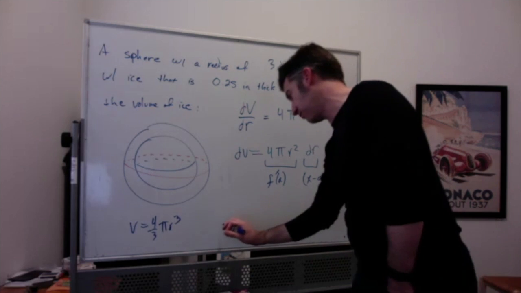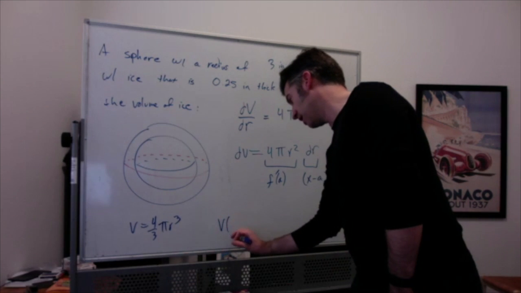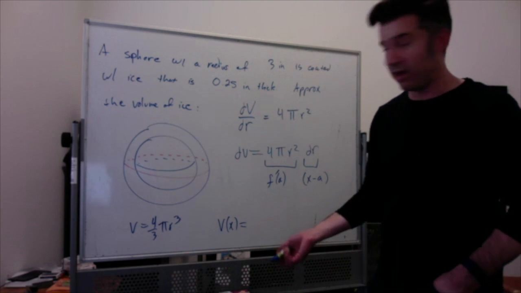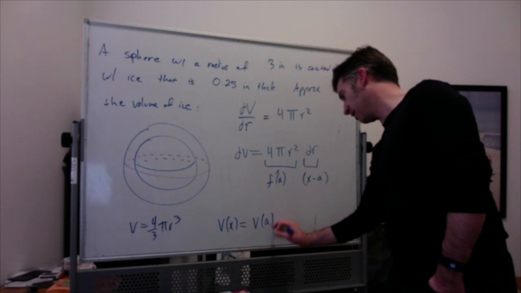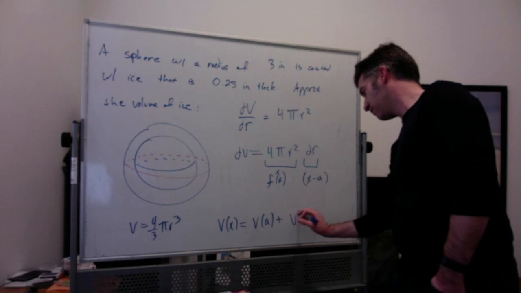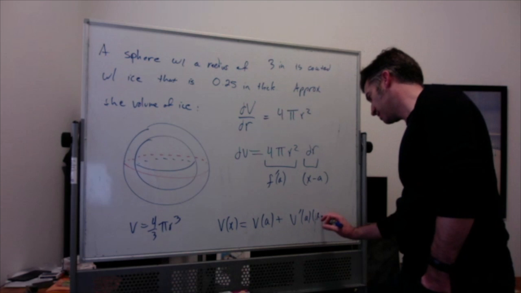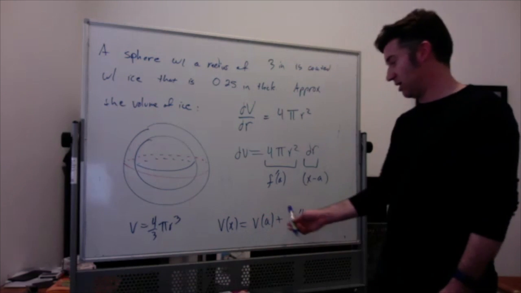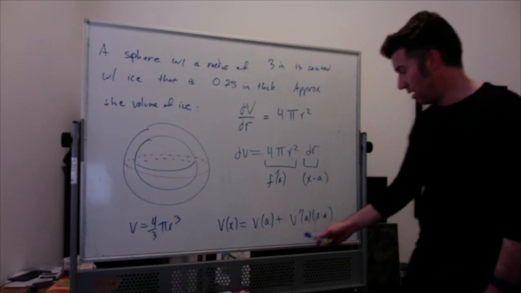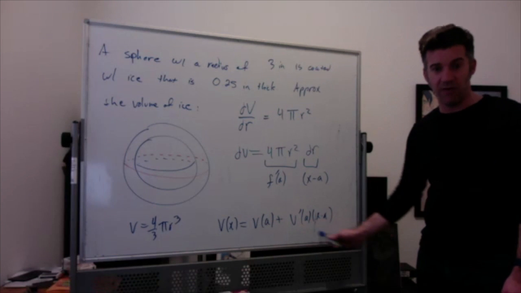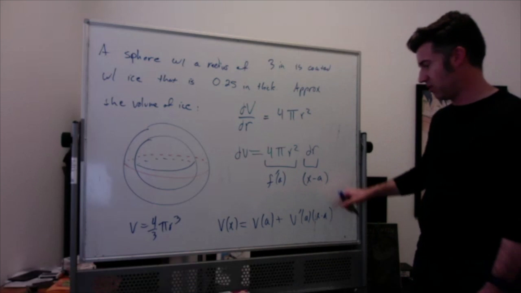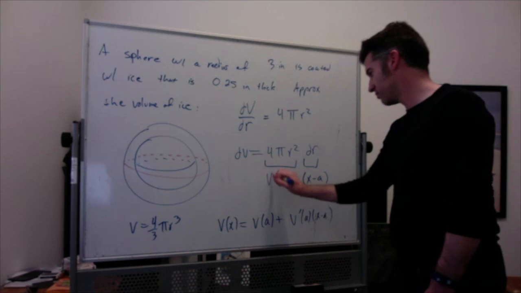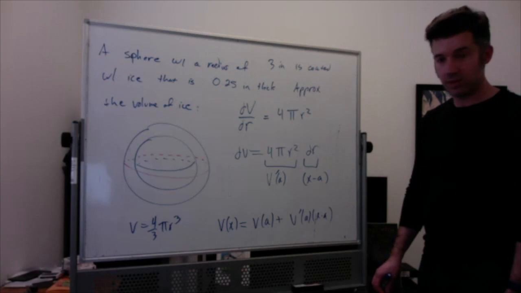So if I'm thinking of V of x equals, I guess I could use V of a plus V prime of a times x minus a, right? If I was trying to approximate the volume of the larger thing, I would be doing it this way by saying, oh, it's the volume of the smaller thing, and then I'm approximating the difference in the volume. That's what this part is here. The approximate difference in the volume, if you like. Okay.